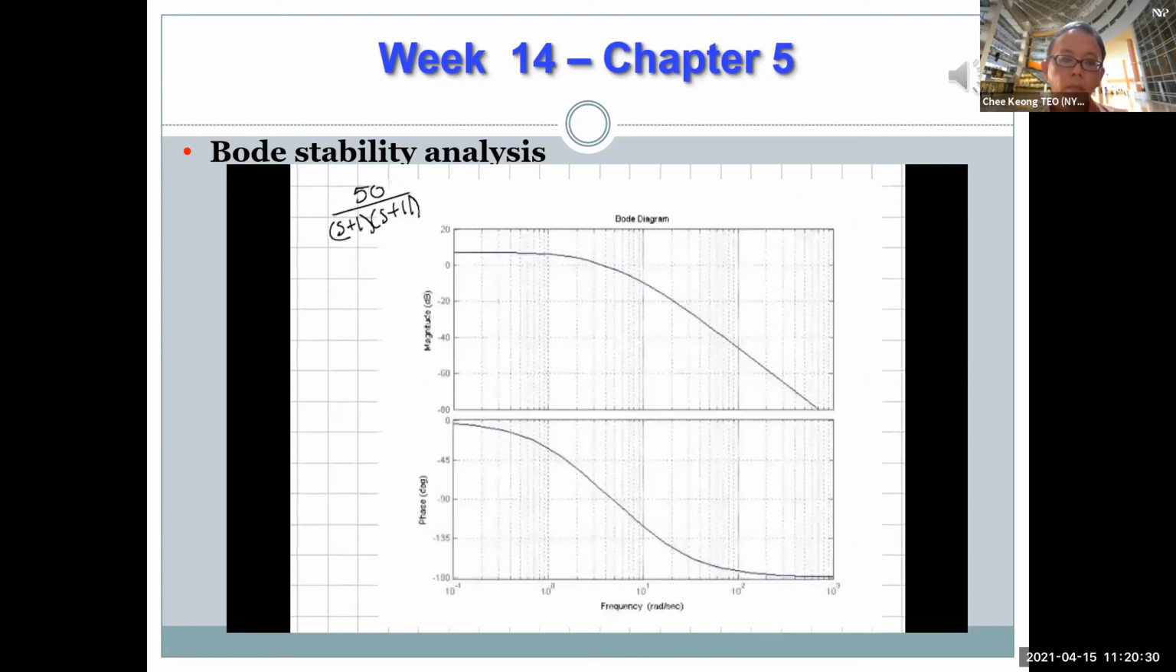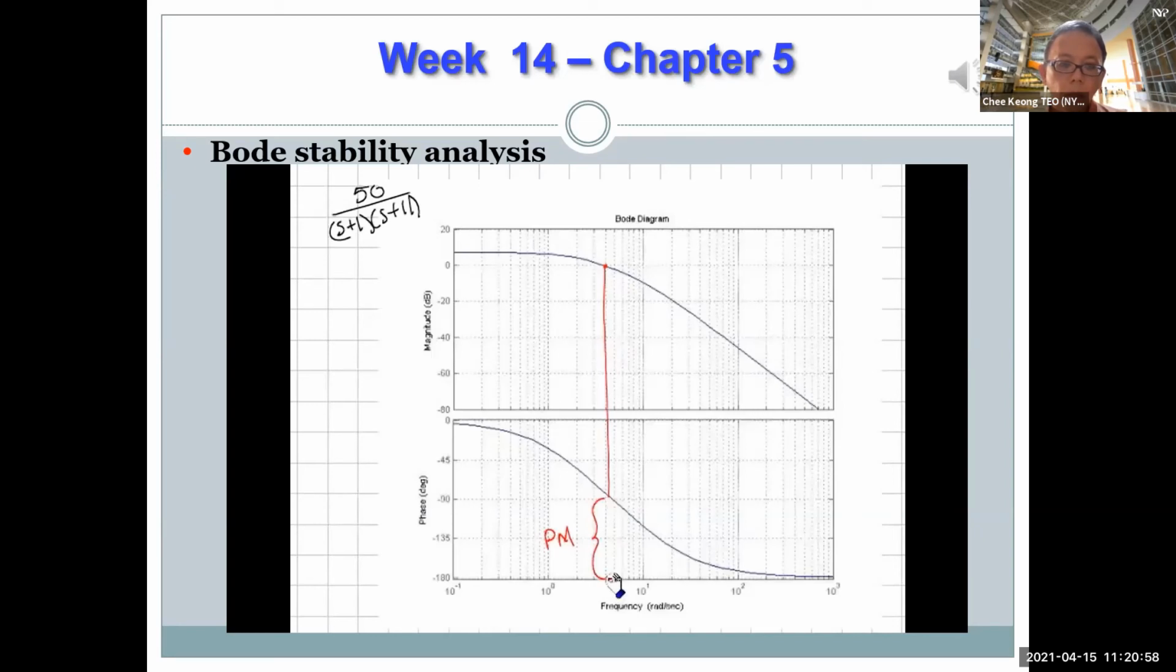Here's an example. I've taken the transfer function 50 over the quantity s plus 1, s plus 11, gone into MATLAB, and got the Bode plot for this. And I want to know what the gain and phase margin are for the system. So for the phase margin, you look for where the system crosses 0 dB. It's right there. Then you come down and you look for the distance right there. That's the phase margin. That's the amount of phase that you have before the system has 180 degrees of phase.